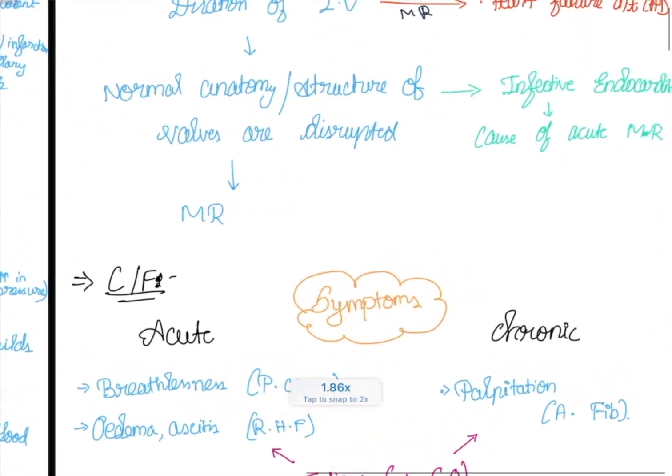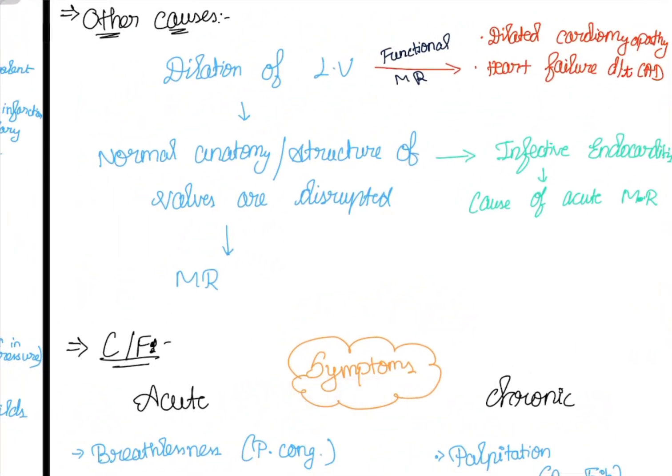Now moving on to the other causes. The other causes of mitral regurgitation are usually due to dilation of the left ventricle. The valve's structure is disrupted.